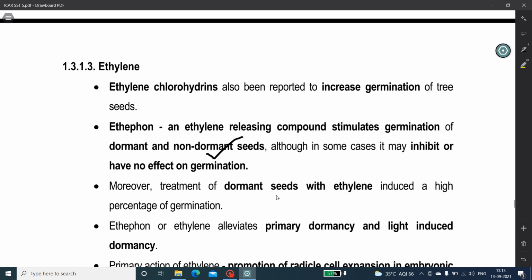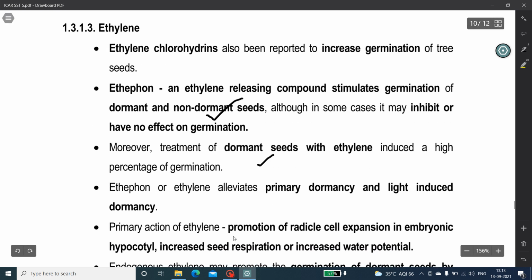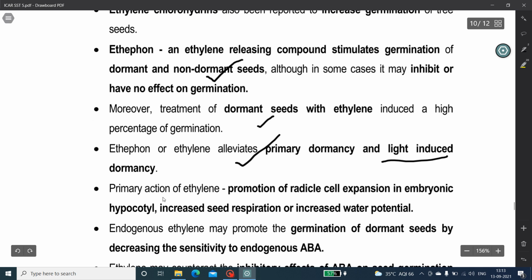So, the treatment of dormant seeds with ethylene induces a high percentage of germination. Similar results were obtained when subterranean clover seed was treated with exogenous ethylene, which stimulates germination of dormant seeds. And also this ethylene or ethephon alleviates the primary dormancy and also light-induced dormancy. What happens when ethylene is involved in dormancy breaking?